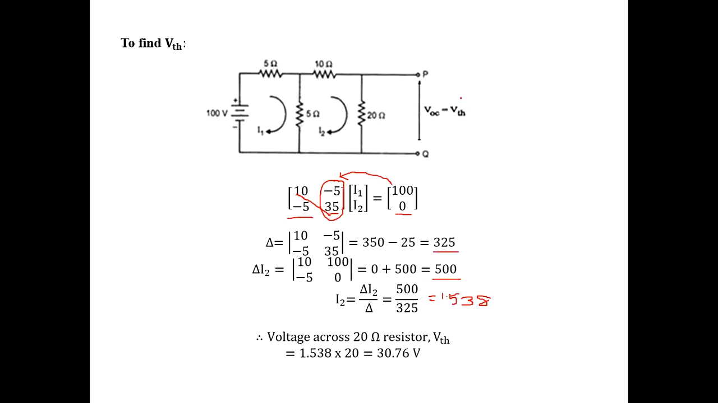We have to find the VThevenin across this 20 ohm resistor. VThevenin is equal to the voltage drop across this 20 ohm. We know the current I2 value. Just substitute the value: V equals I into R. The resistor value is 20, the current value is 1.538. Substituting, we got the answer 30.76 volt.